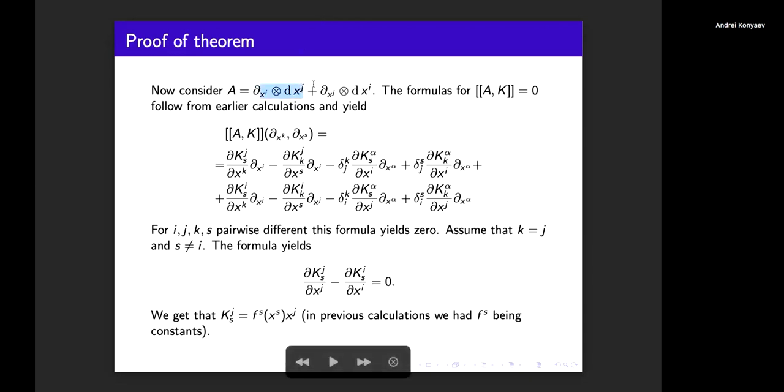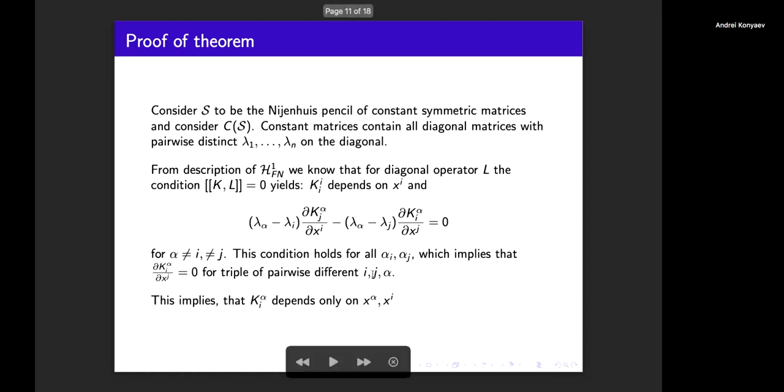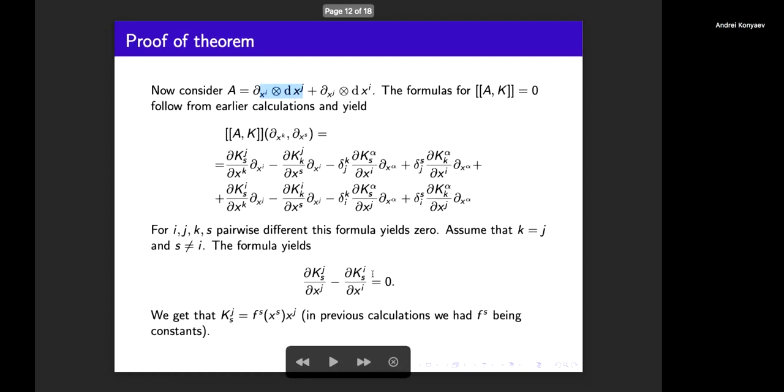Then I need to switch J and I, and I get the second part of the formula. So this is how the formula looks. Here is the summation, and the Kronecker delta we've just encountered today. Here we have the Kronecker delta with J, and here the Kronecker delta with I. And so if I, J, K, S are pairwise distinct, then this formula is zero, right? It is, surprisingly, because it turns out that this condition is enough for this formula to vanish.